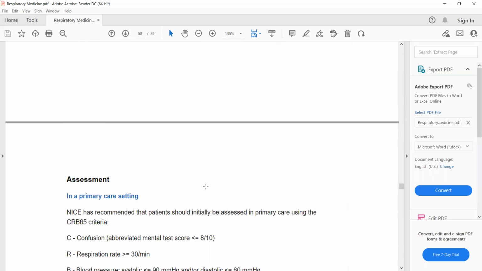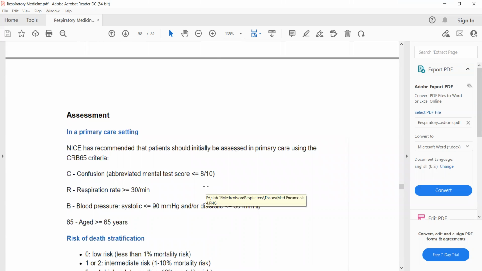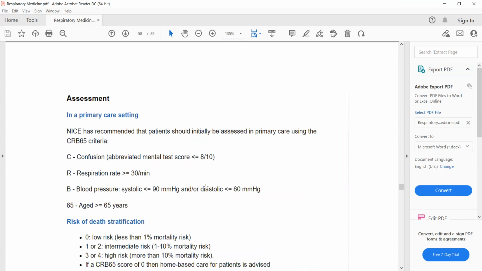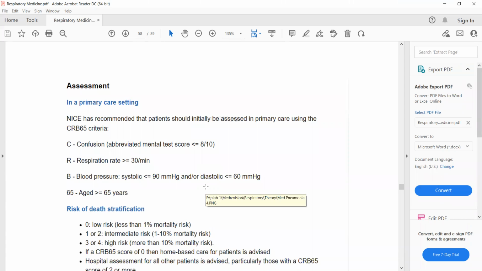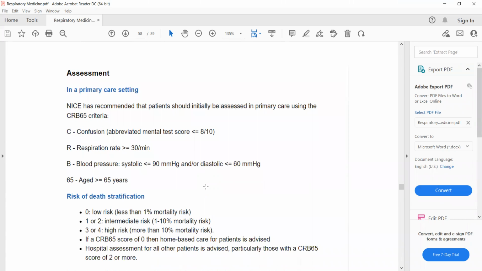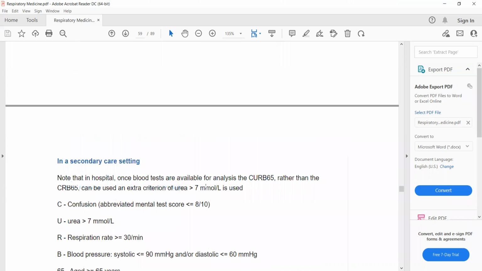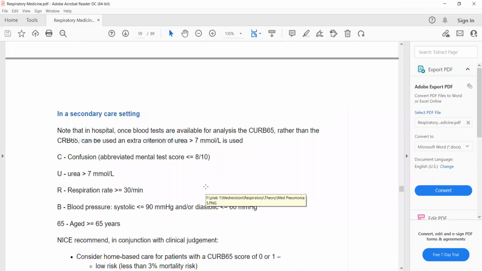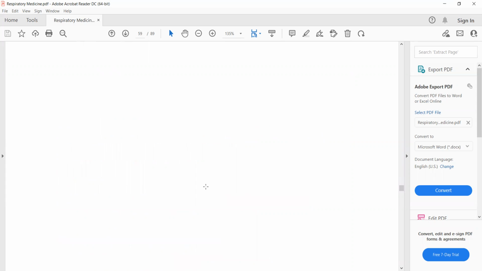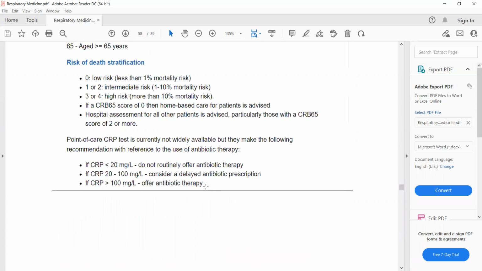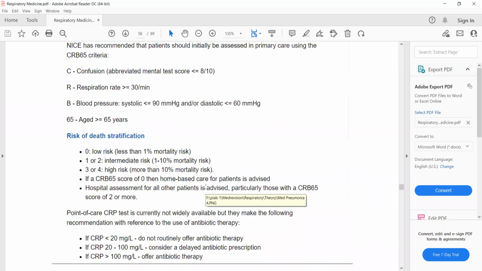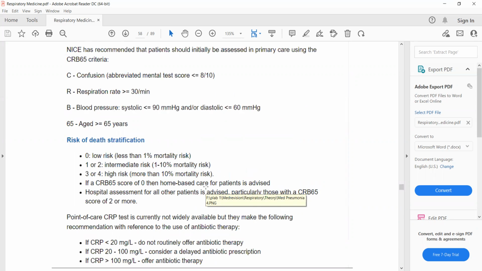How are we going to assess a patient with pneumonia? If we are in a primary care setting, we will assess the patient by CRB 65 score, and in secondary care, we'll assess the patient with CURB 65 score. In secondary care, because testing facilities are available, we'll use the CURB 65 score that includes urea as well. While in primary care setting, because testing facilities are not available, urea will not be included in the CRB 65 criteria.